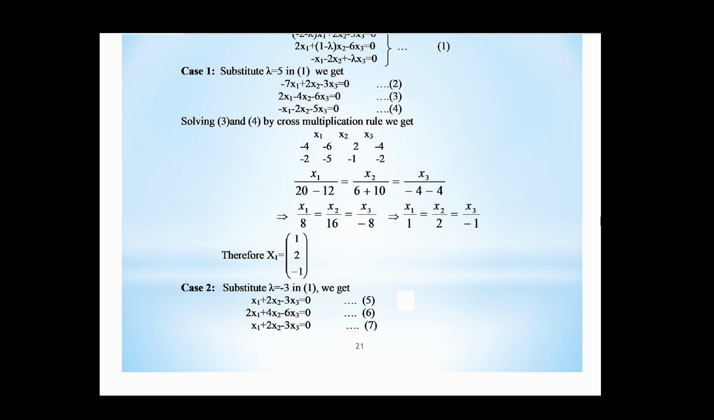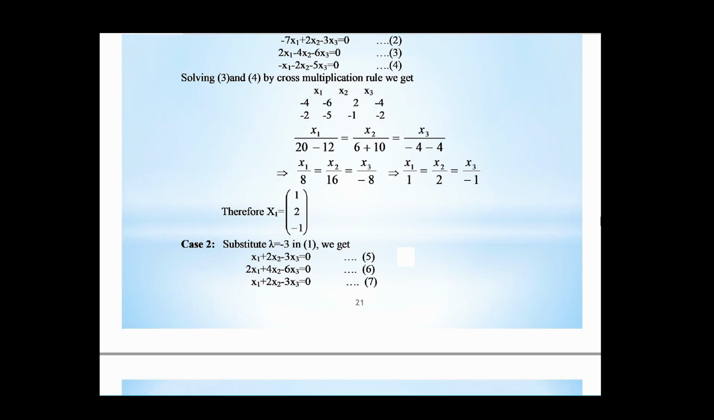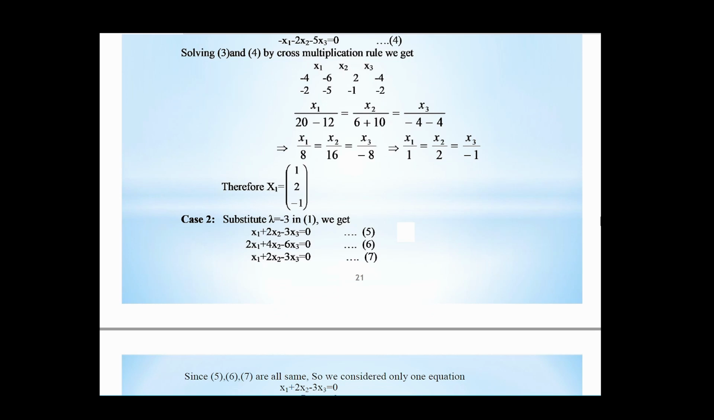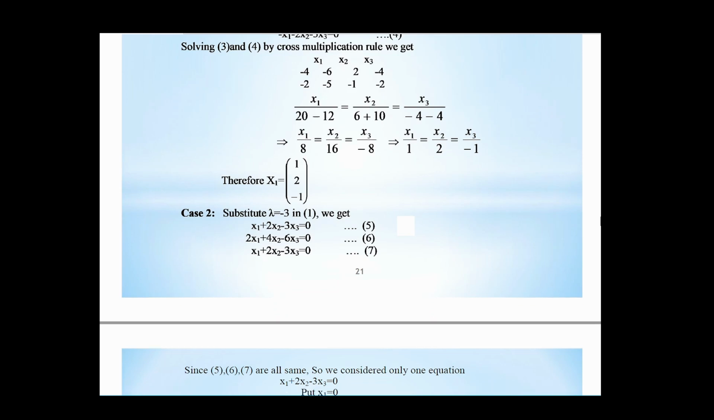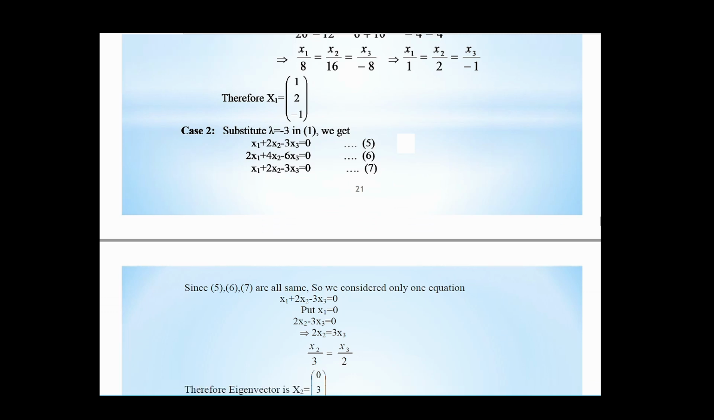The above system of equations reduces to minus 7x1 plus 2x2 minus 3x3 equal to 0, 2x1 minus 4x2 minus 6x3 equal to 0, minus x1 minus 2x2 minus 5x3 equal to 0. Solving these by the cross multiplication rule, we get x1, x2, x3 as 1, 2, minus 1. Therefore the first eigenvector is (1, 2, minus 1) for the eigenvalue lambda equal to 5. Now we see the second case, lambda equal to minus 3.